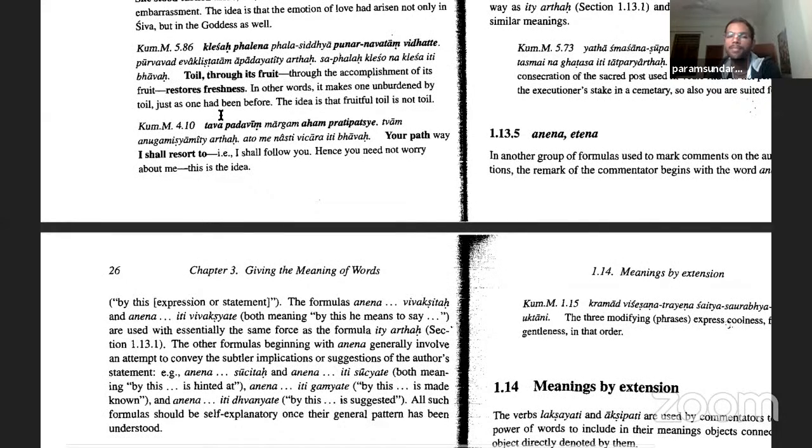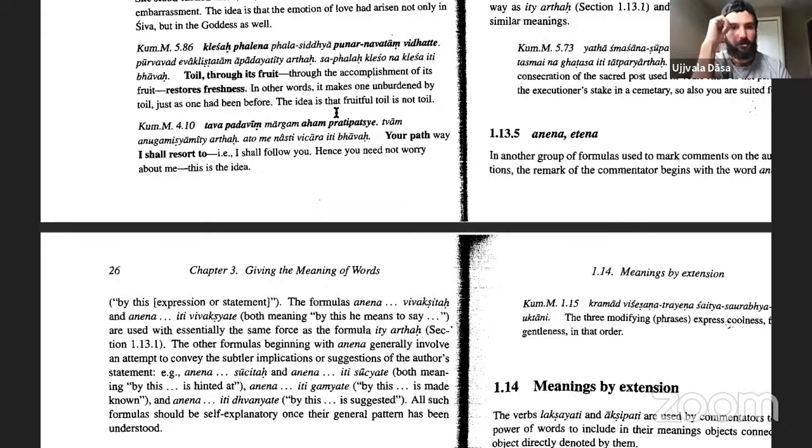Tava padavim margam aham pratipatsye tvam anugamishyami ityartaha. Ato me nasti vichara iti bhavaha. Tava padavim margam aham pratipatsye, tvam anugamishyamiti artaha. I will follow you is the idea. So pratipat means like anugama.